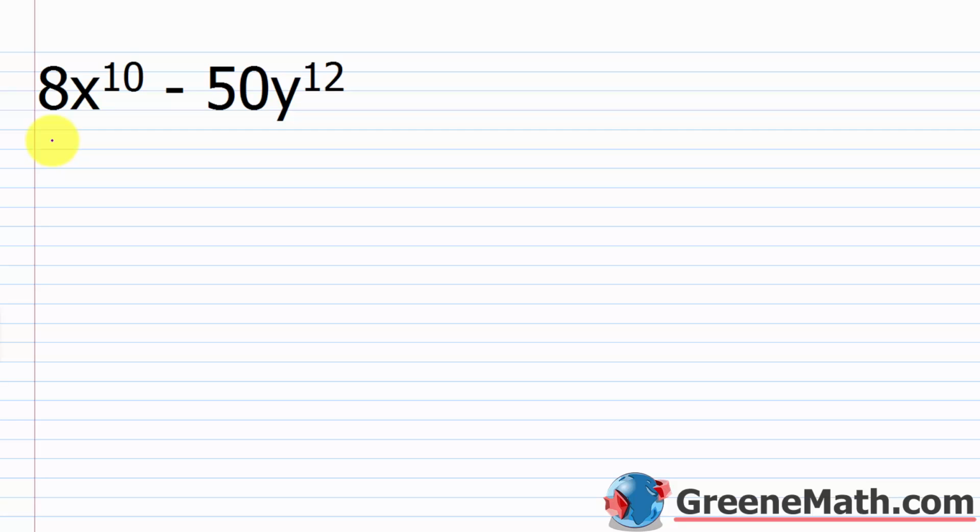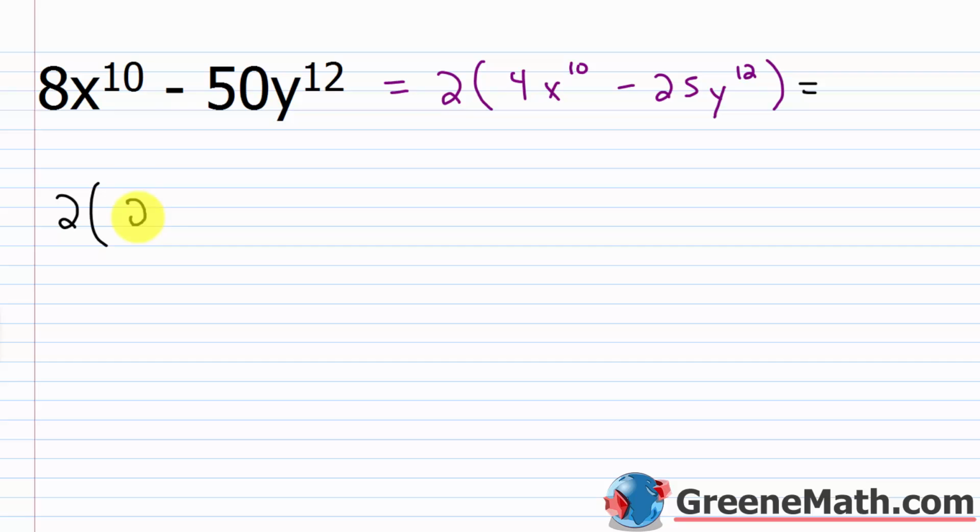Whenever you're factoring, you want to always think about, can I pull anything out before I start? In this case, I can pull out a 2, and I would be left with 4x to the 10th power minus 25y to the 12th power. Now, 4 is a perfect square, 25 is a perfect square. So now we know we can use our difference of two squares formula. I'm going to go ahead and write this first part, 4x to the 10th power has 2x. What does x need to be raised to here? Remember, it's going to be squared.